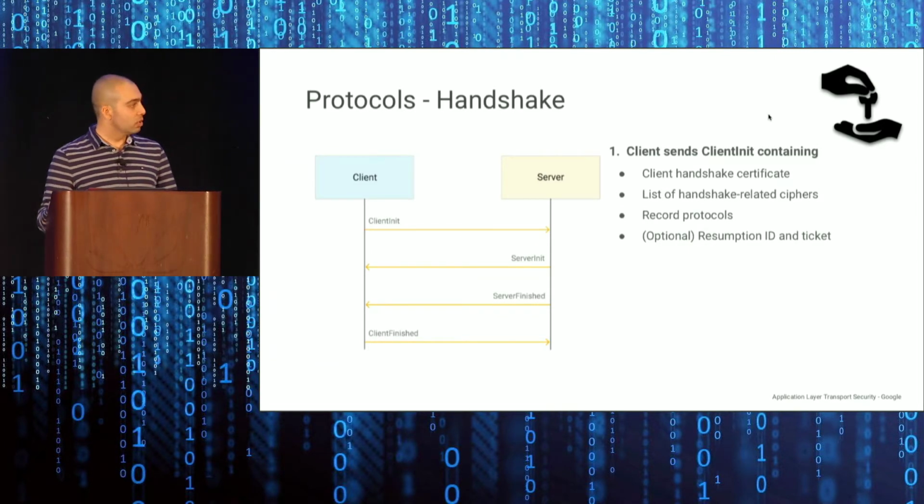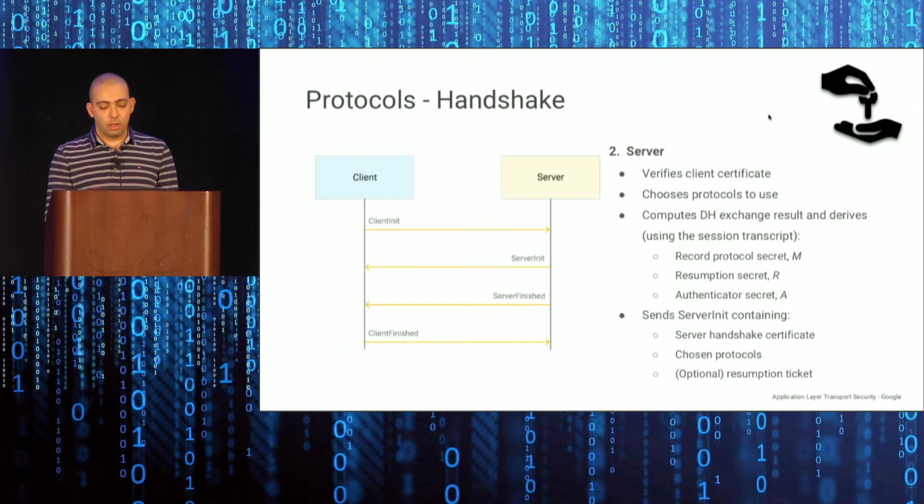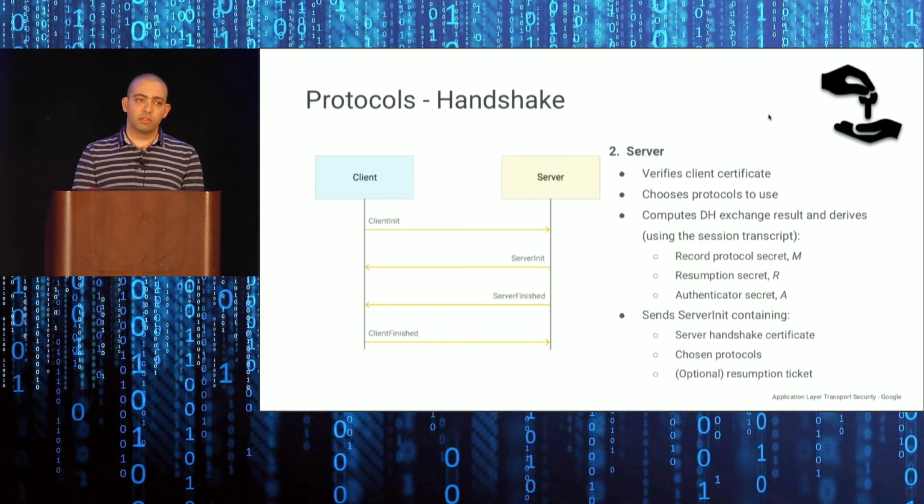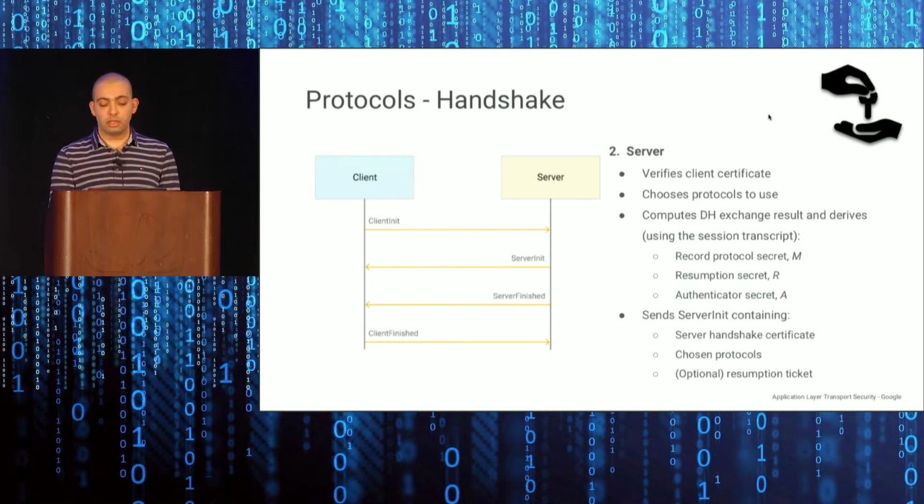So the first step is for the client to send a client init message that contains its certificate, its handshake certificate, which contains the identity of the client, a list of record protocols that the client supports, and optional resumption ID and resumption tickets. Once the server receives that, it verifies the client certificate, checks the identity, and chooses one record protocol from the list of protocols provided by the client that is supported by the server.